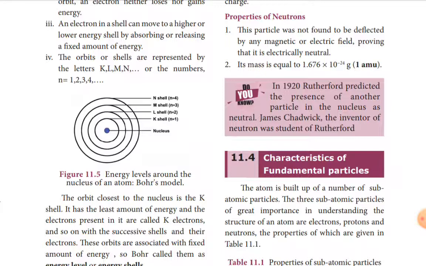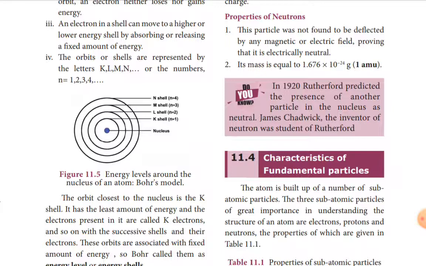Next point: the orbits or shells are represented by the letters K, L, M, N or the numbers n equals 1, 2, 3, 4. These are the numbers which represent the orbits or shells. We call n the energy level: the first energy level, energy level 2, energy level 3, 4, like that.